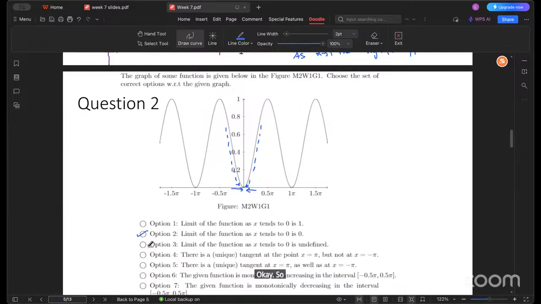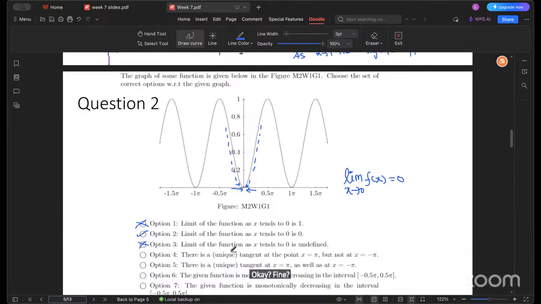In that case, what happens to option 3 obviously? Option 1 gets wrong. Option 3? No, it's defined. Option 3 is also eliminated. Yes. So in this case, we can clearly see that the limit as x goes to 0 of f of x is equal to 0. Okay, fine.